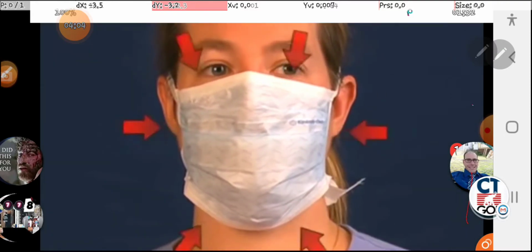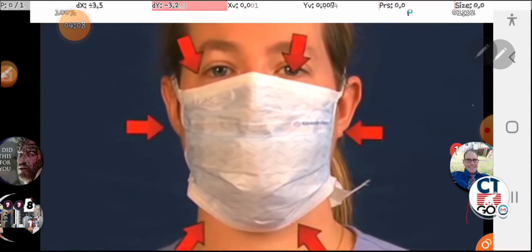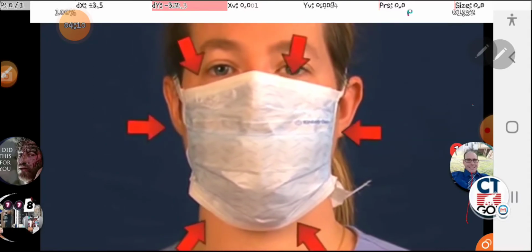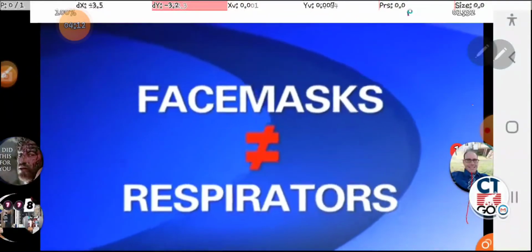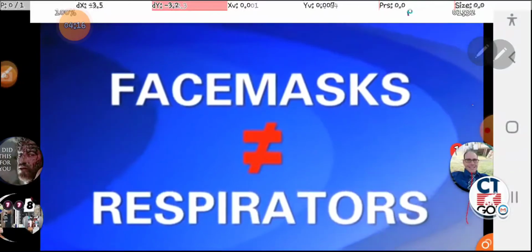During inhalation, small airborne contaminants pass through gaps between the face and the face mask and the material of the mask. Remember, face masks are not considered respirators, and they do not provide respiratory protection.